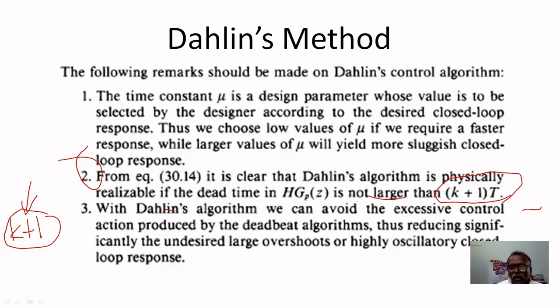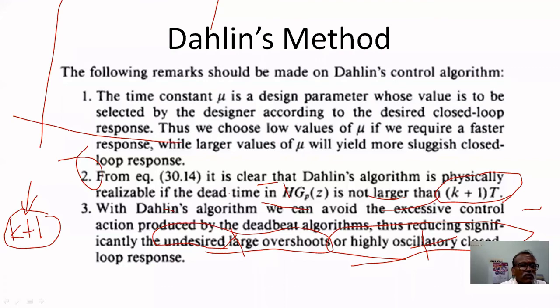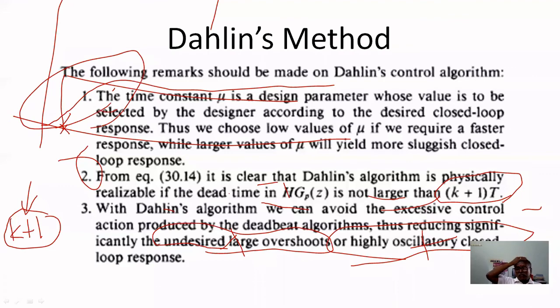With Dhalin's algorithm, we can avoid the excessive control action produced by the deadbeat algorithm, reducing the undesired large overshoot and highly oscillatory response. Why? Because the assumption in deadbeat is that after one sampling period the response reaches the set point. But here we are assuming that the response will rise smoothly. That is the assumption we made. That's why there is no large overshoot in the case of Dhalin's controller.